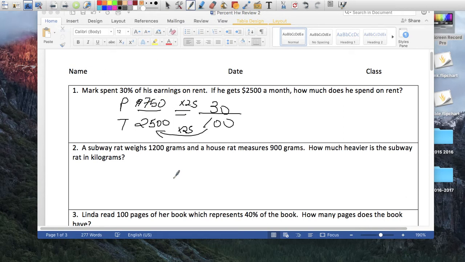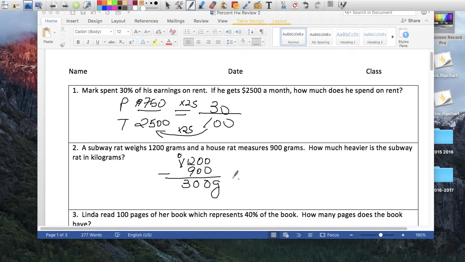Next one, a subway rat weighs 1,200 grams, and a house rat weighs 900 grams. How much heavier is a subway rat? Well, definitely much heavier. So let's just do this in grams. 1,200 is the subway rat, 900 is the house rat. So you subtract this, with a little borrowing over here. 12 minus 9 is 3, so 300 grams is how much heavier the subway rat is.